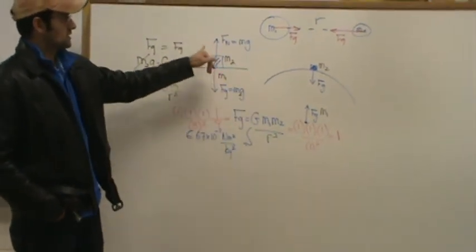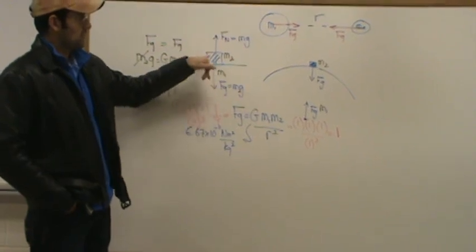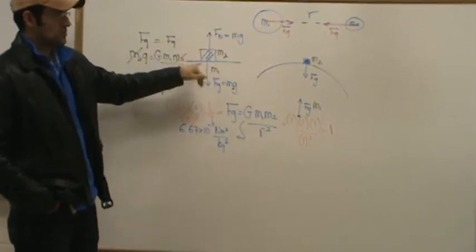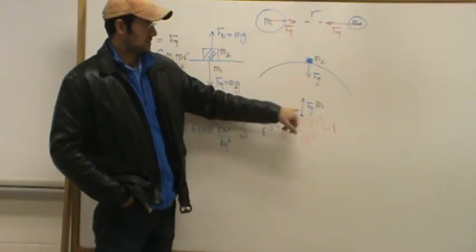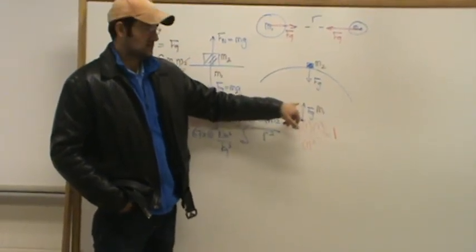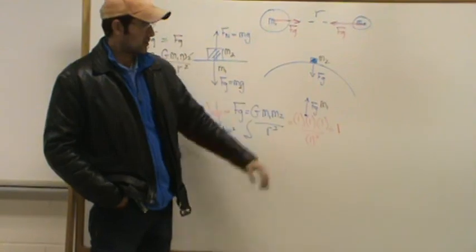The other thing I wanted to clarify is that this is not an example of Newton's third law. The normal force is not an example of Newton's third law. This is an example of Newton's third law, that the object exerts the same force on the Earth as the Earth exerts on the object. They're equal and they're opposite.